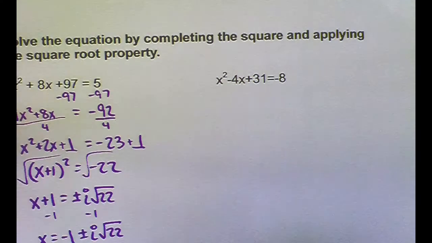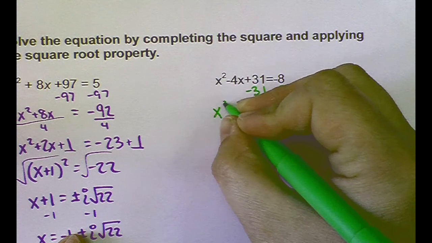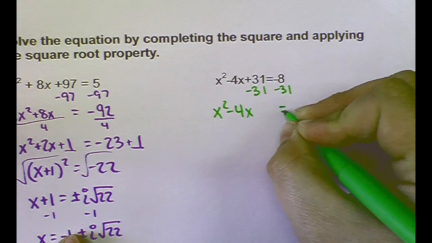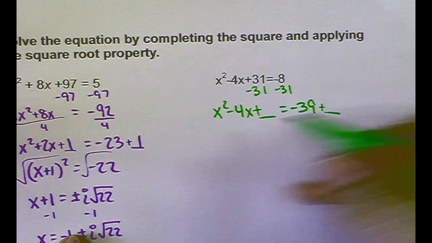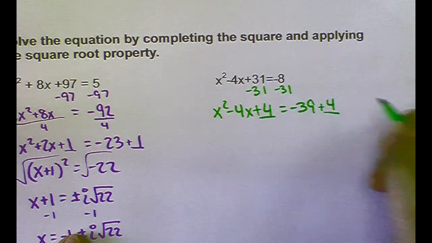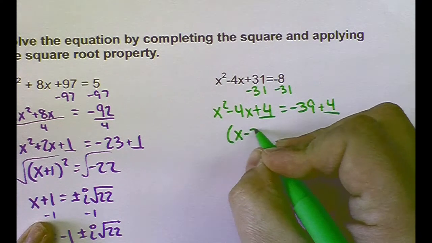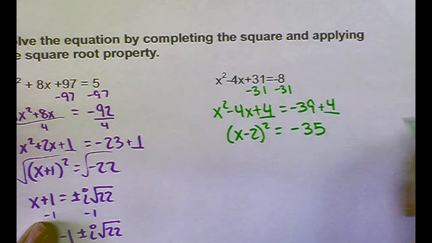And for this last one here, same start, we subtract 31. I get x squared minus 4x equals negative 39. We're going to add the same number to both sides. Half of 4 squared is 4. This will factor into x minus 2 squared equals negative 35.